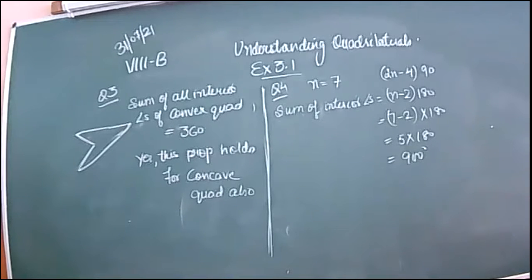Question number 5. What is a regular polygon? Regular polygons are the polygons whose all the sides and all the angles are equal. Write down: a regular polygon is a polygon in which all the sides and all the angles are equal.